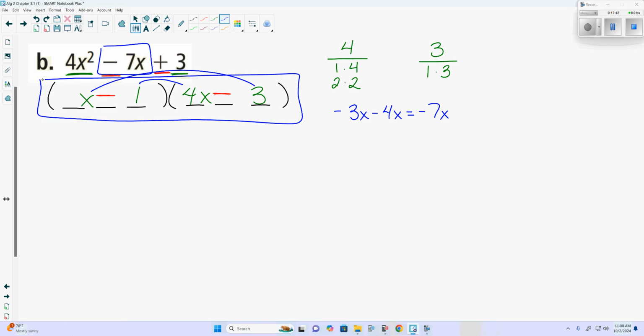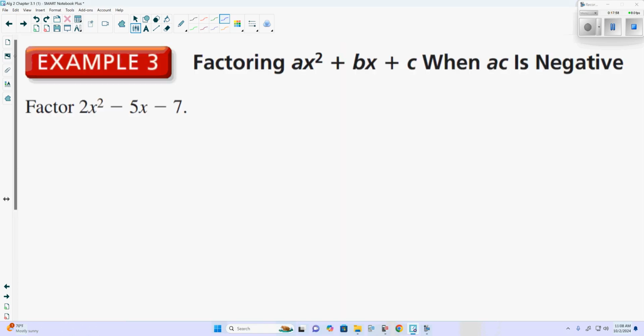Questions on this so far? We ready for the next one? So the check step is really just to make sure we got it set up correctly. That's the whole part of that. It's more verifying that this is the correct setup.